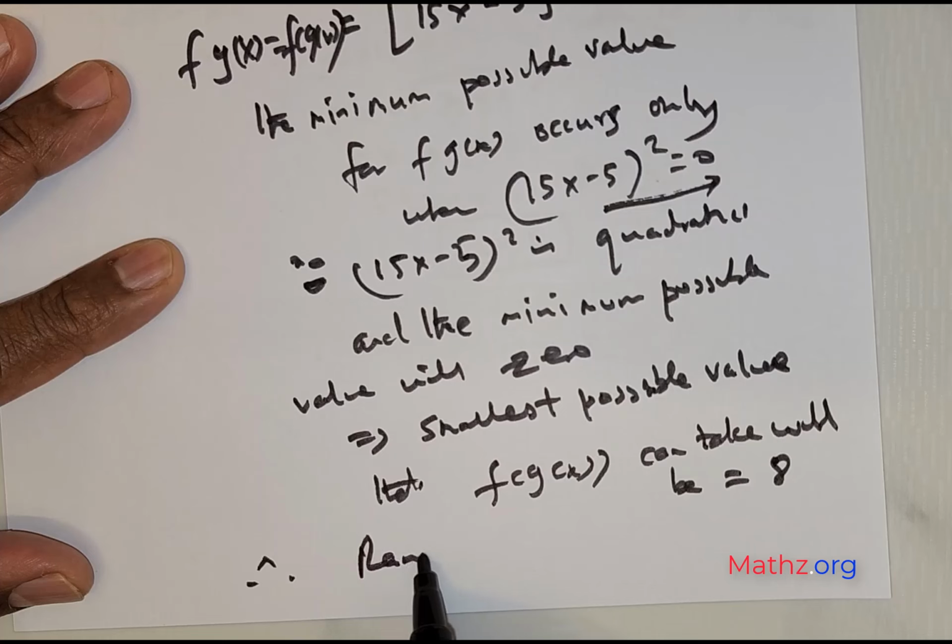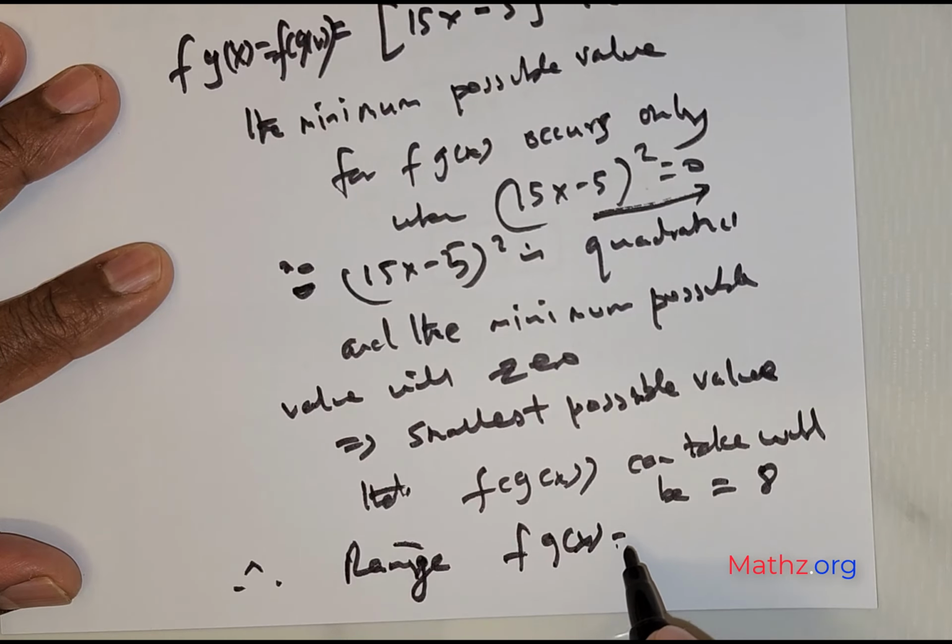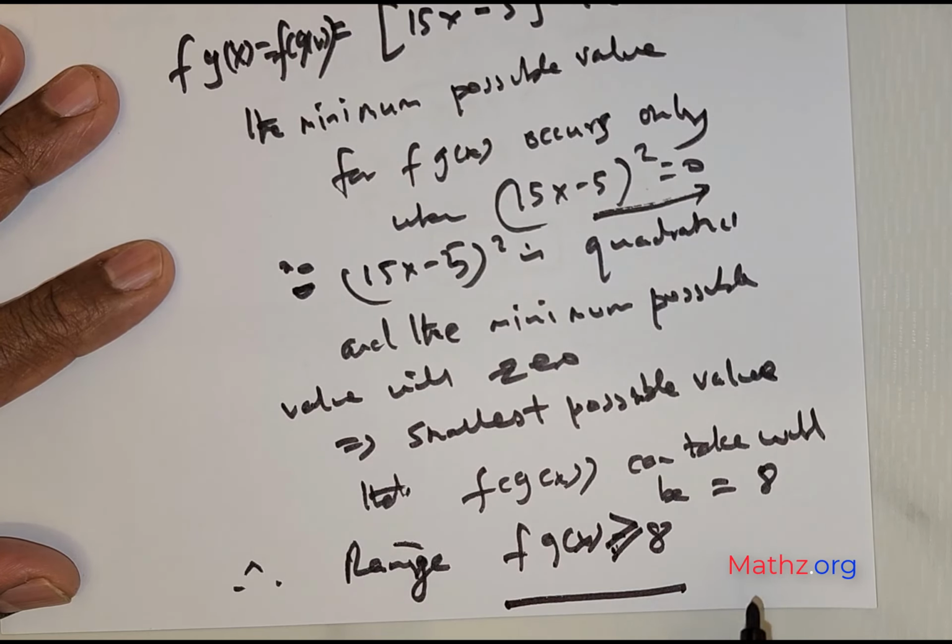So therefore the range, this is what is required, range of fg of x, or you can write it as f of g of x, is all values starting from 8 onwards. So this is the solution.